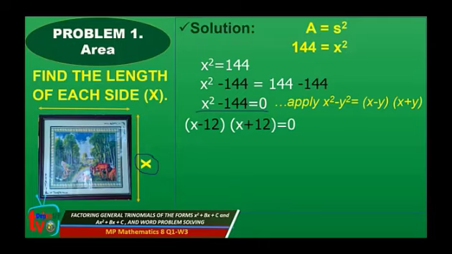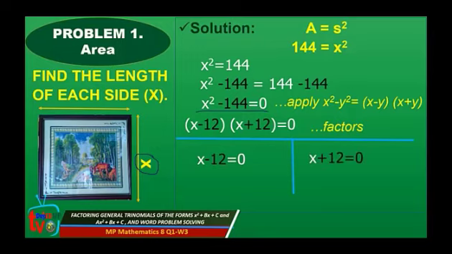Since we are solving for the value of x, which stands for the measure of the side, we equate each factor to 0. We have x minus 12 equals 0 and x plus 12 equals 0. In each equation, we solve for the value of x. Applying the shortcut, we transpose negative 12 to the right side of the equation and change its sign to positive. Therefore, x is equal to 12.